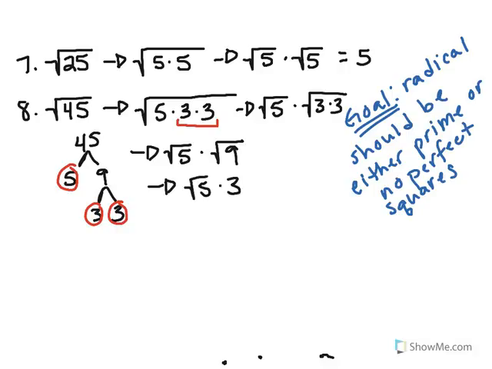But we don't ever write our answers like this. If there are any whole numbers, we write them in front of the radical. So this would be the simplified version of the square root of 45. Let's try another one.